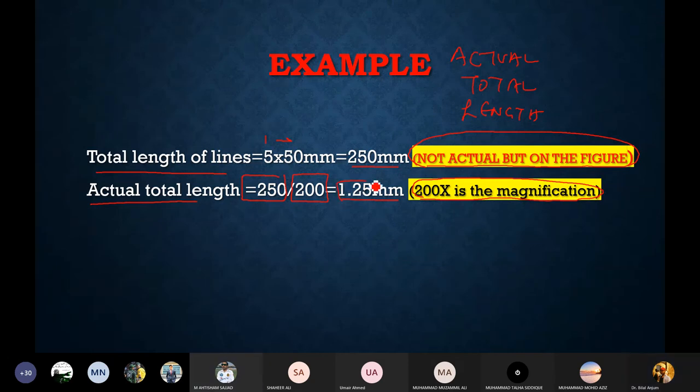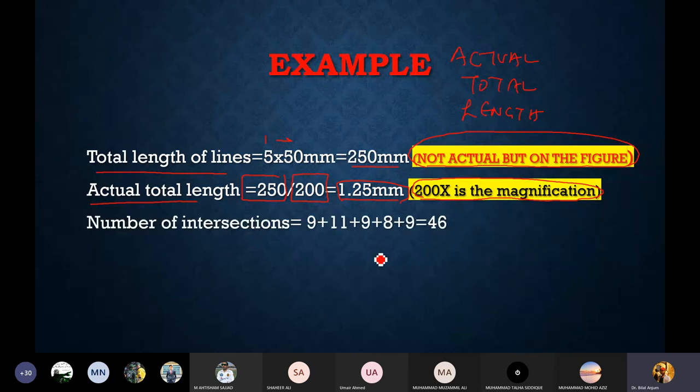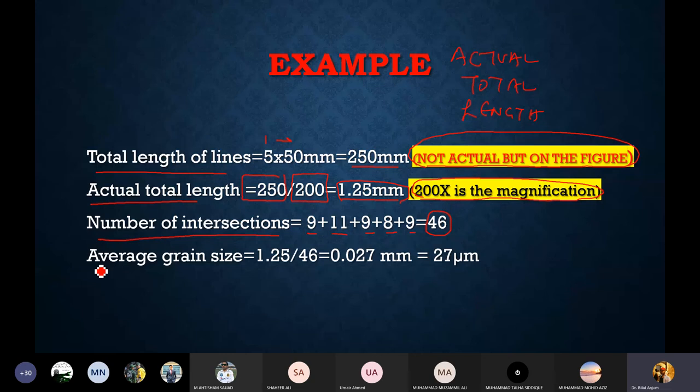Is this clear? Yes, sir. All right. Once you have the actual total length, you find the number of intersections for all the 5 lines. For the first line, we found 9. Then it comes out to be 11, 9, 8, 9. So the total number of intersections comes out to be 46. Once you have the intersections and the actual total length, the average grain size is the actual total length divided by the total number of intersections, which comes out to be 27 micrometer.